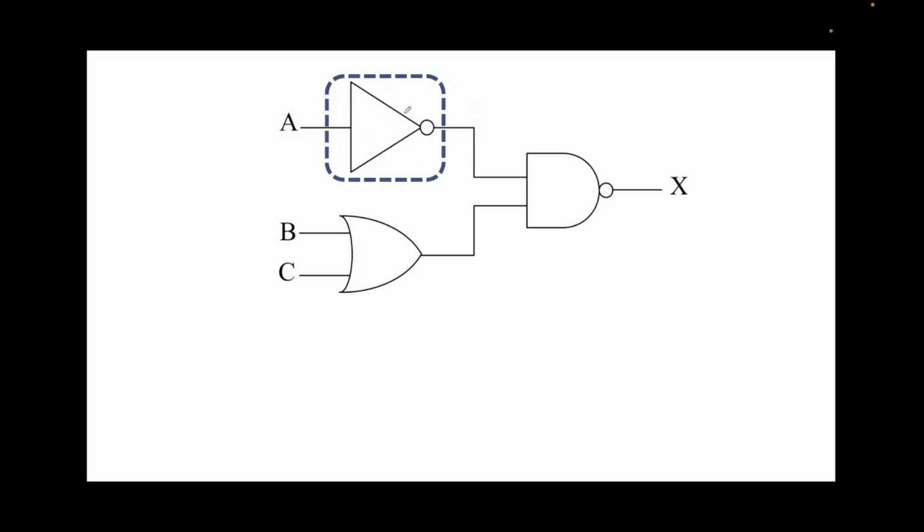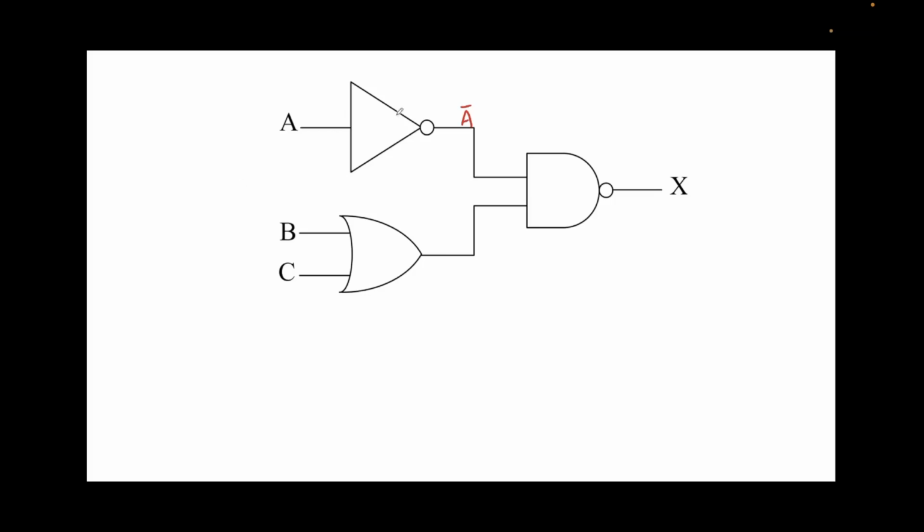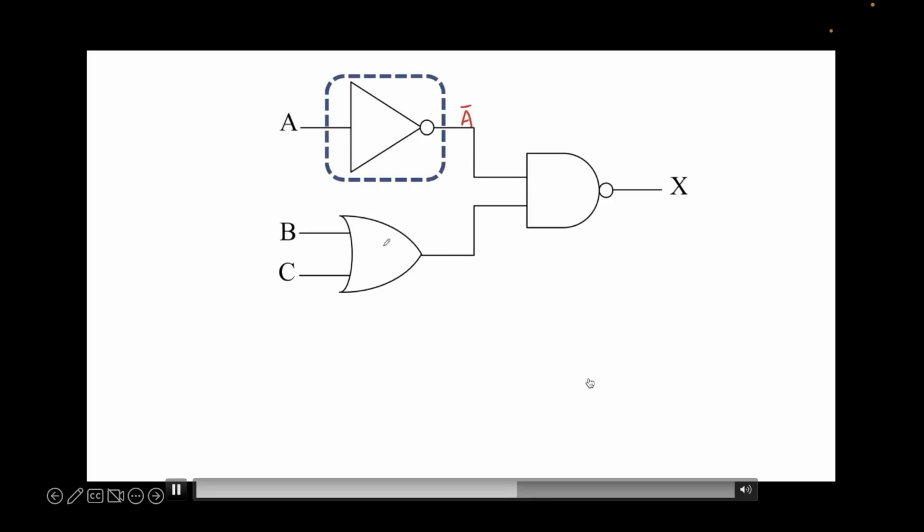If you look closely at this NOT gate, the input to this NOT gate is A. We know that the output expression for the NOT gate is nothing but the inversion of whatever is being provided to it. So the output is the bar of the input. The input is A to this NOT gate, so the output would be A bar.